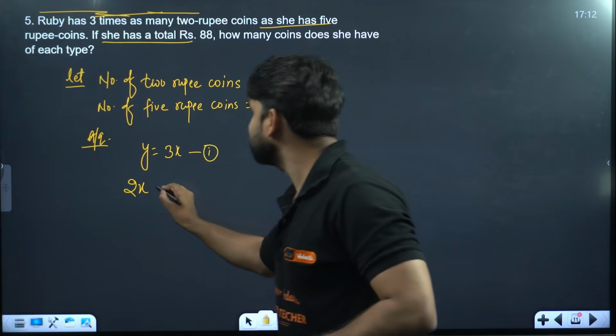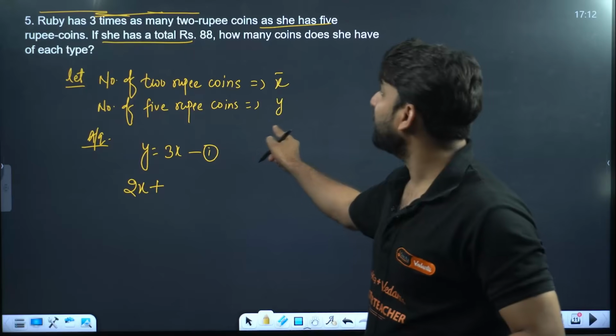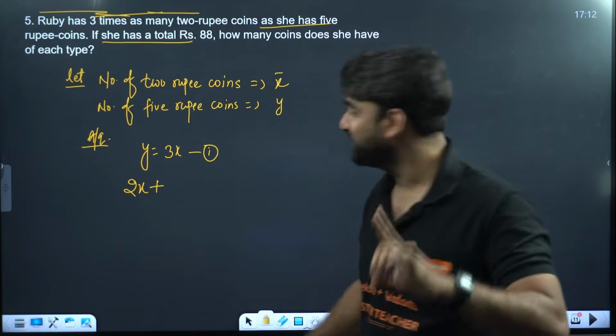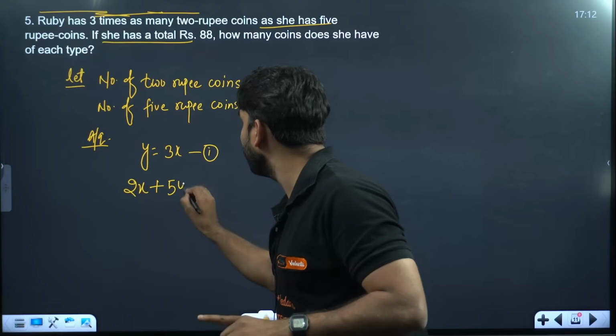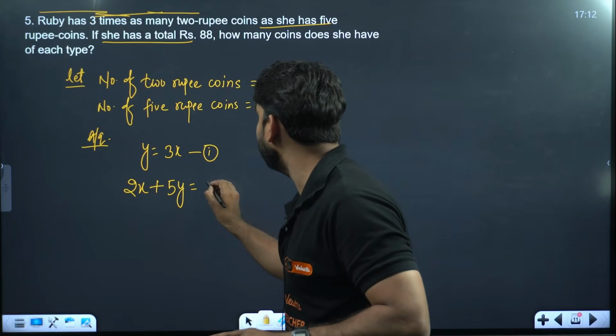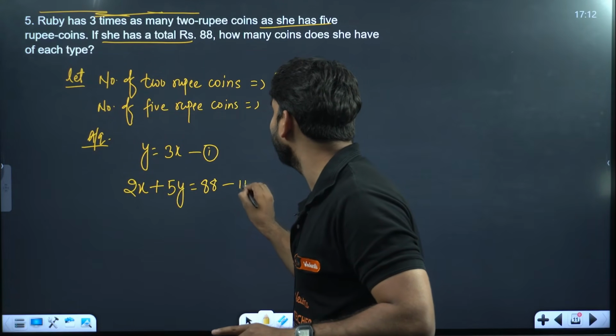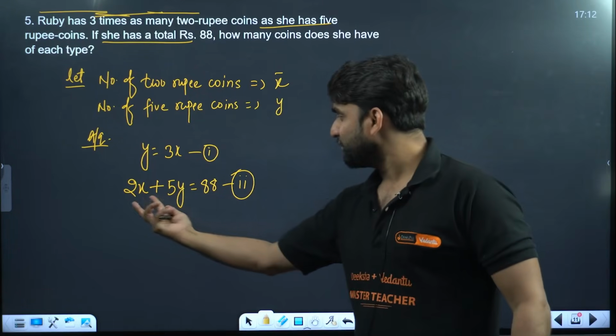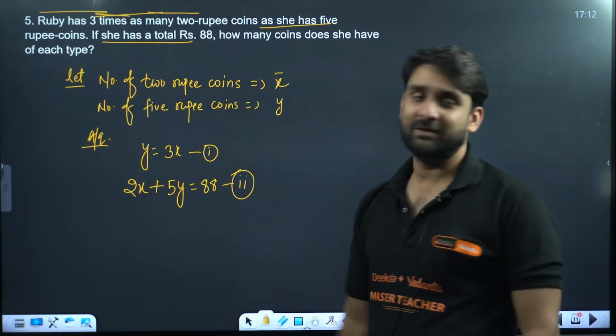plus y is what? Y is the number of 5 rupees coins. But what is the value of one coin? 5 rupees. So we have to multiply by 5. 5y, and which is equal to 88. I hope this is clear to you all. What a question, right? So this is the total money, 2x plus 5y, which will be equal to 88.